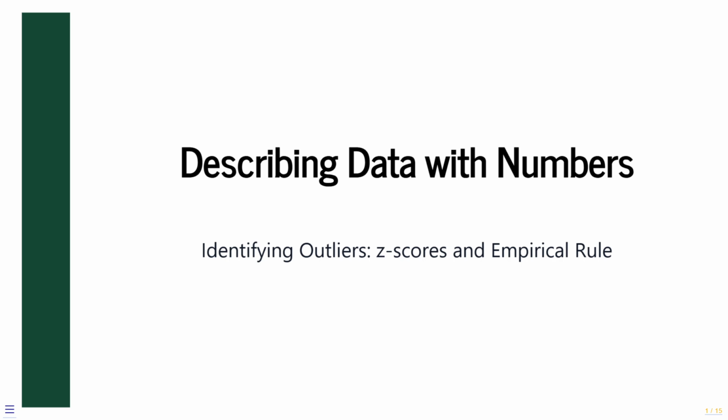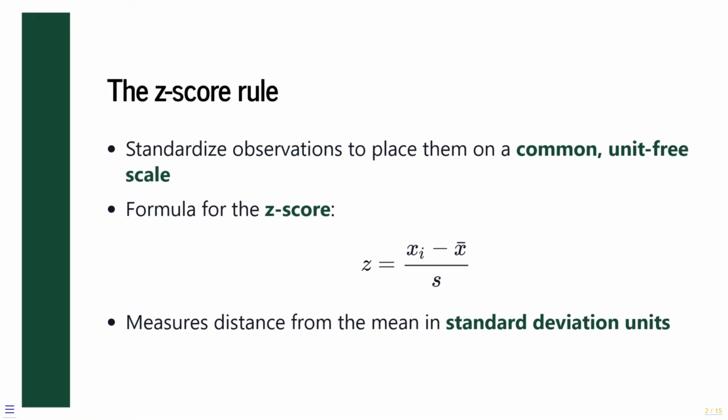In this video, we're introducing the z-score rule, which is one of the most common tools for identifying unusual observations in quantitative data. The key idea is that we want to place individual observations on a common unit-free scale. Different data sets can have different units: dollars, inches, minutes, test points. So raw distances from the mean are not always comparable.